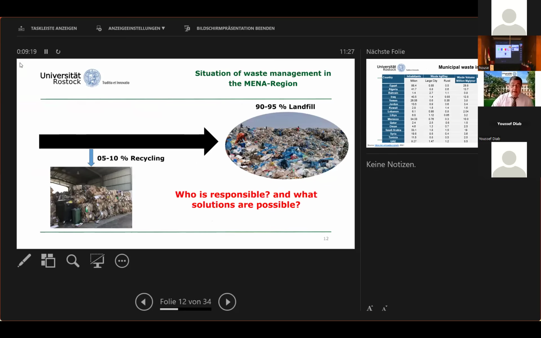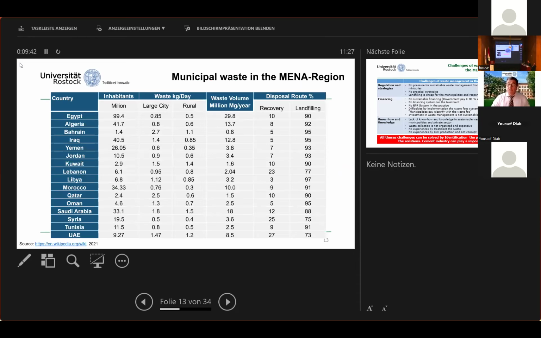If we look at the MENA region, now we have only 5 to 10% recycling. And who is responsible for it? The informal sector. 90 to 95% is landfilling. I ask, who is responsible, and what are the solutions for it? So maybe those are some figures from the MENA region.